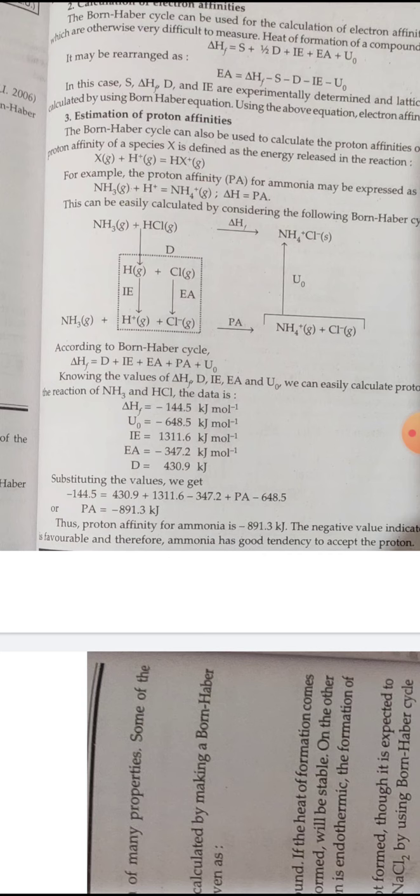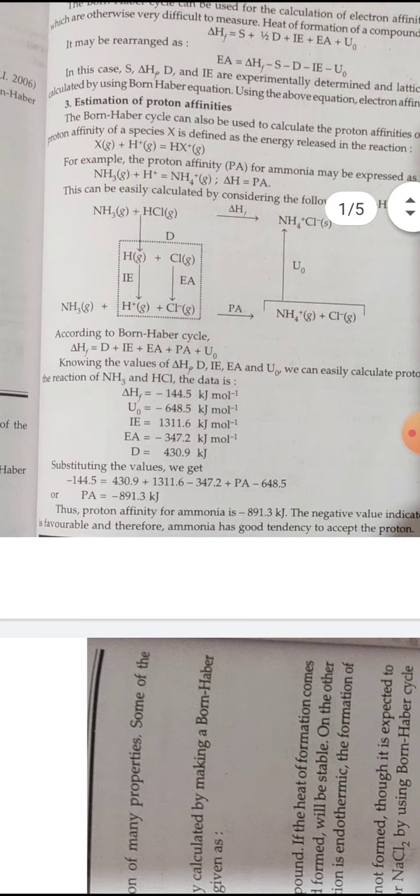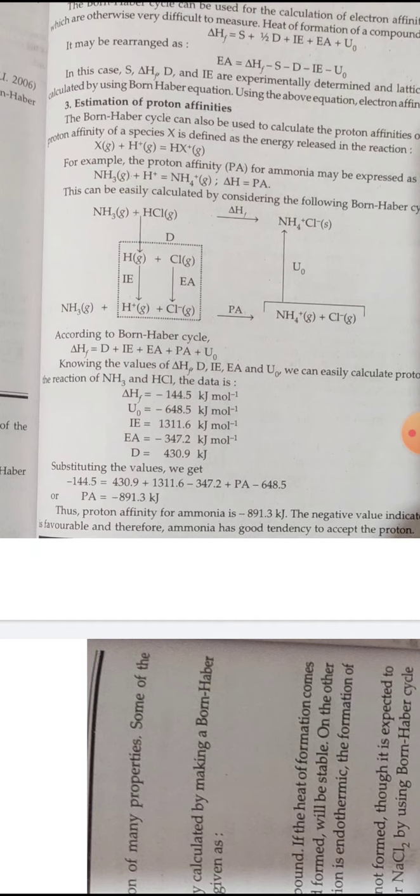For the reaction of NH3 and HCl, delta HF is minus 144.5, lattice energy is minus 648.5, ionization energy is 1311.6 kilojoule per mole, electron affinity is minus 347.2 kilojoule, and dissociation energy is 430.9 kilojoule. Substituting the values, we get proton affinity equal to minus 891.3 kilojoule. Thus, this is the proton affinity for ammonia, and the negative value indicates that the reaction is favorable, and therefore ammonia has a good tendency to accept protons.